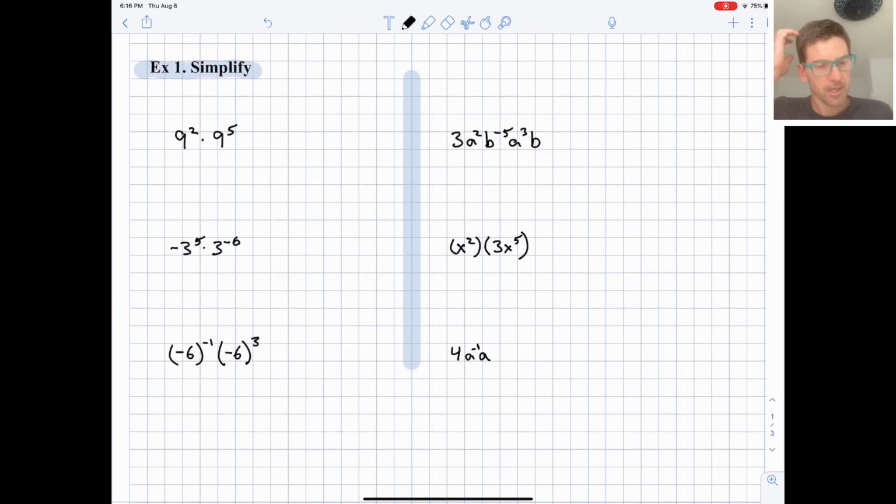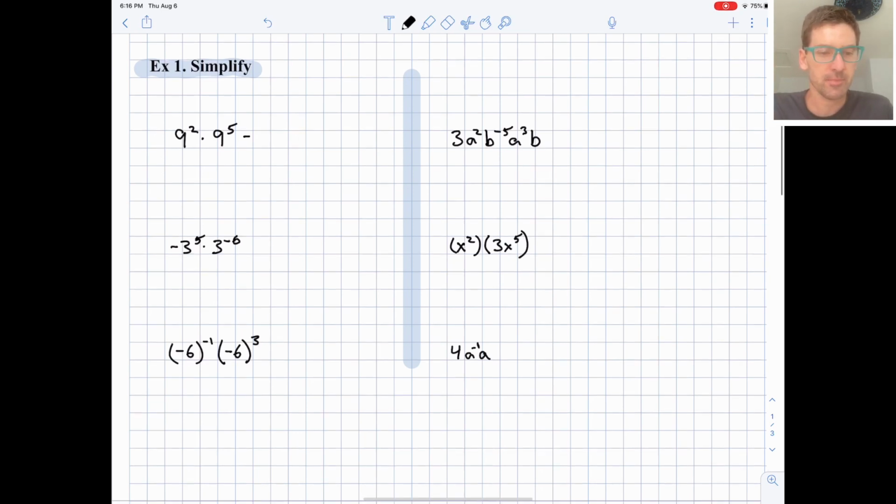Okay, 9 squared times 9 to the fifth. Let's check it. Bases are the same, so that's good. So we have 9 to the seventh. If your teacher asks you to actually evaluate that and actually do 9 to the seventh, you should go to your calculator and do it, and we get a pretty large number. I'm getting 4782969. But if your teacher doesn't specify, I think this is a fine final answer.